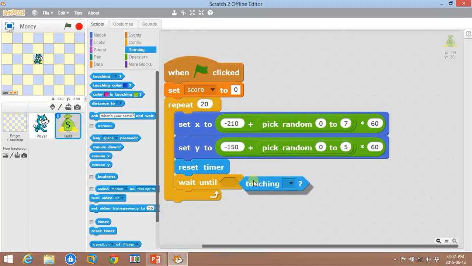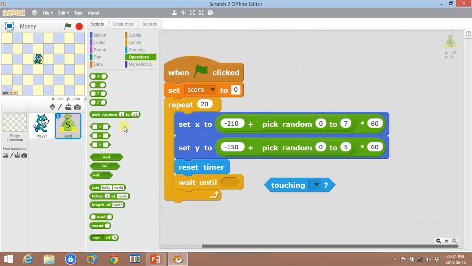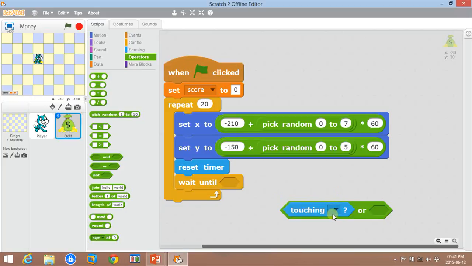Okay, well, we can't actually put it in there because we need to check 2 things. So first we're going to get an operator from the green. And we're going to get the OR operator. And we're going to put it on the stage, on the script area. And then we're going to put the touching in the first block. And we're going to set it to player. All right. And then we're going to check our timer.